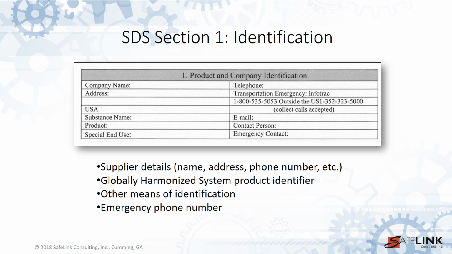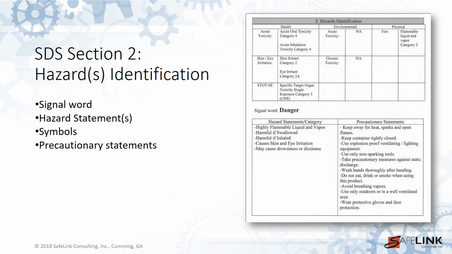Section 1 is for product and company identification and can include supplier details, including the name, address, phone number, etc., product identifier, other means of identification, recommended use of the chemical and restrictions, and emergency phone numbers. Section 2 is for hazards identification, classification of the chemical, signal words, hazard statements, symbols, and precautionary statements, description of any hazards not otherwise classified that have been identified during the classification process.